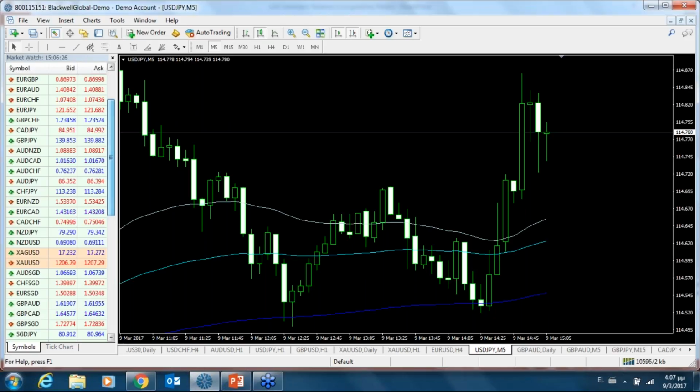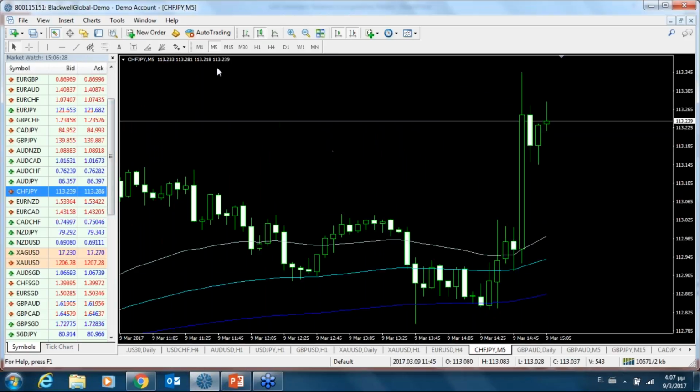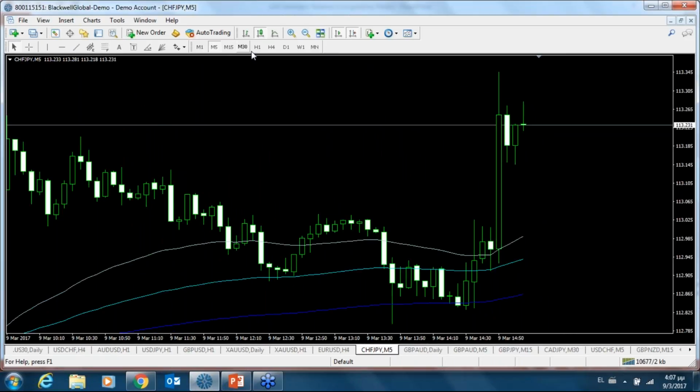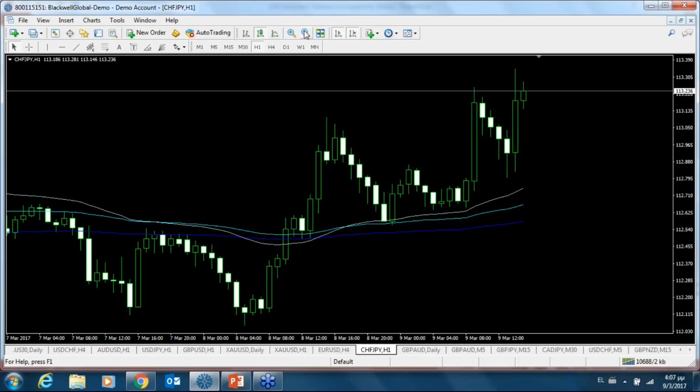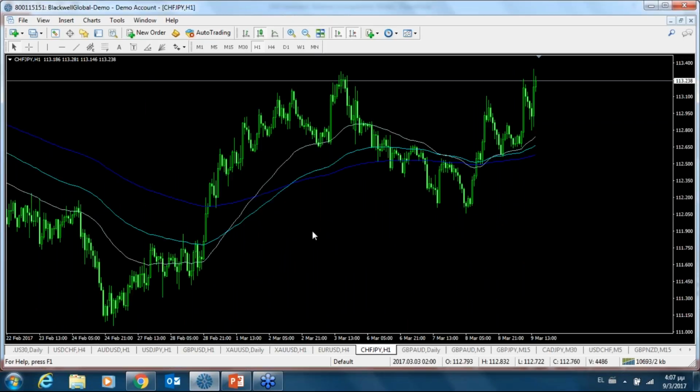I think I need to do that again. CHF JPY. Okay, there you go. So let's look into CHF JPY. Let's start off with a neutral time frame right there. We could see this one here.